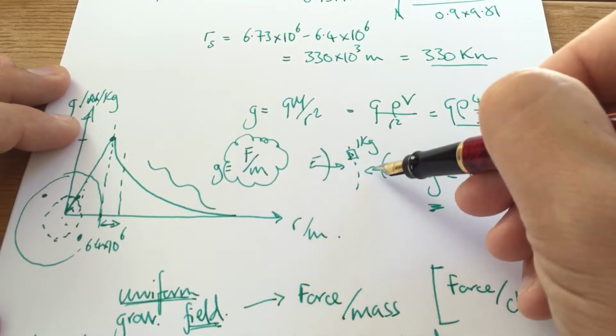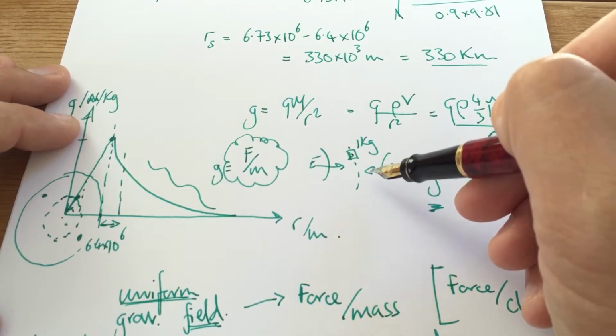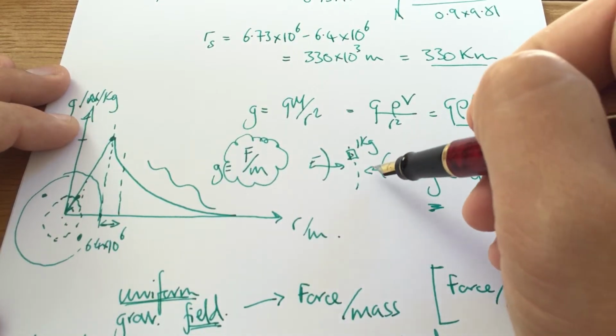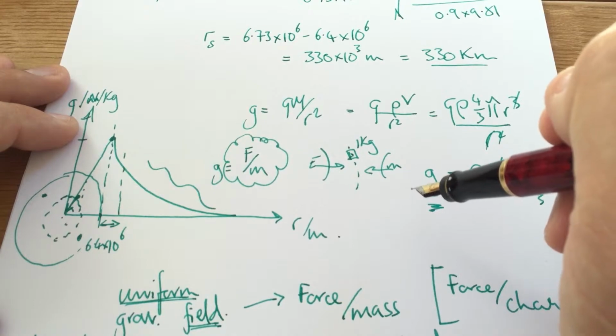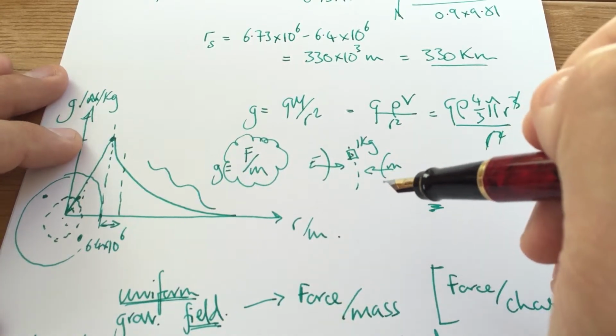So you can have field lines around one object because they would indicate what the force would be if you placed a unit mass at that point. So it's subtle, but it's quite interesting, that idea.